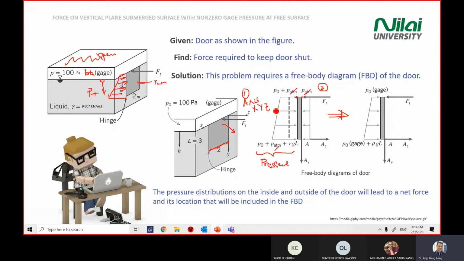Right. So we transform the third diagram into the last diagram that you see on the screen here. On our door, on the left hand side, we only have the gauge pressure on the top, and then as we go deeper into the water, we will have the hydrostatic pressure acting on the surface, rho GH.